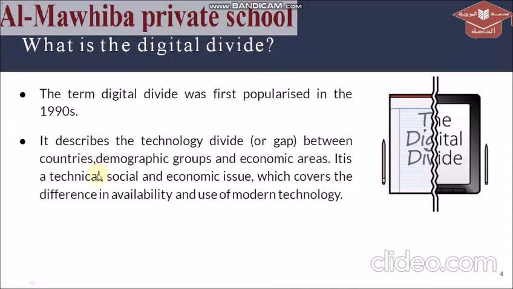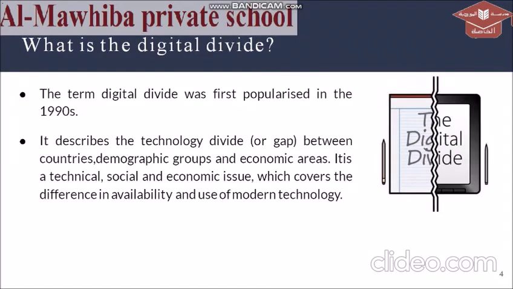So the demographic can be a particular section of a population or a particular area of a population in a country. Then economic areas or economic regions relate to a country in terms of their production and consumption of goods and services. So it is a gap. What kind of gap? A technology gap or a division between the countries, a part of a country or its economic regions. What can make this kind of division we are going to discuss in detail.